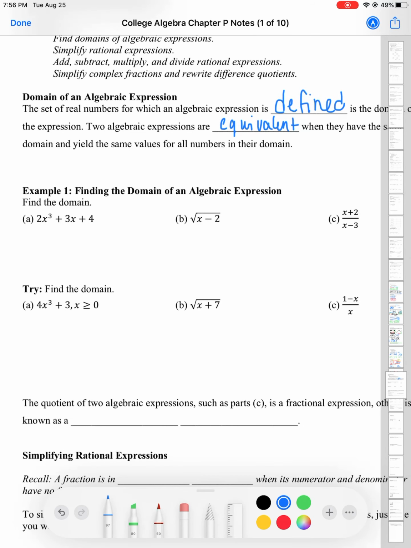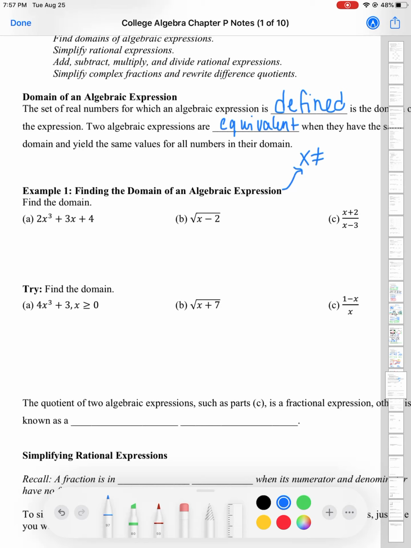So finding the domain of an algebraic expression. Remember, the domain is what x cannot be. So what x cannot be equal to. Remember, we cannot have a negative under a square root, and we cannot have a 0 in the denominator. Other than that, everything else is defined. So if you don't have a square root or an even radical, and you don't have a fraction, then your domain is going to be all real numbers.